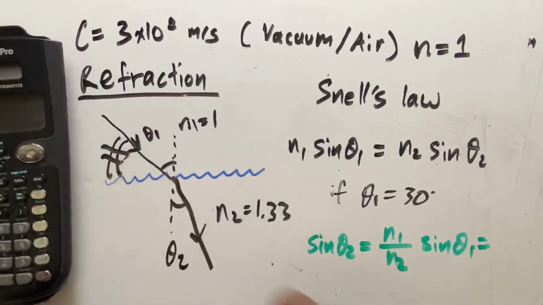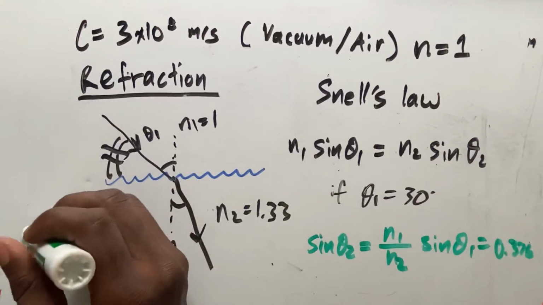Okay, so then we get 0.376. That's a 3, 7, and 6. I'm not sure if you can see that, but 0.376 is what sine theta 2 is. So now we can solve for theta 2 by taking the arc sine, or the inverse sine.